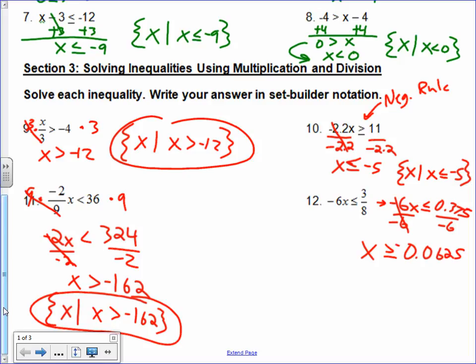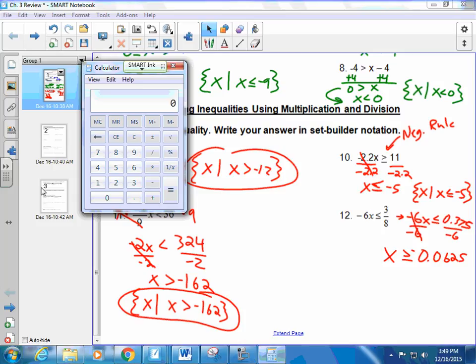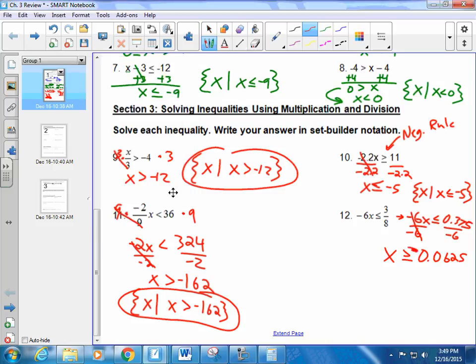We can check that. I've got a calculator on here, I believe. I hope. Pull up my calculator. 0.375 divided by -6 is -0.0625. So I did remember correctly. So there you go. Now you just have to put that in set builder notation. X, such that x is greater than or equal to -0.0625.